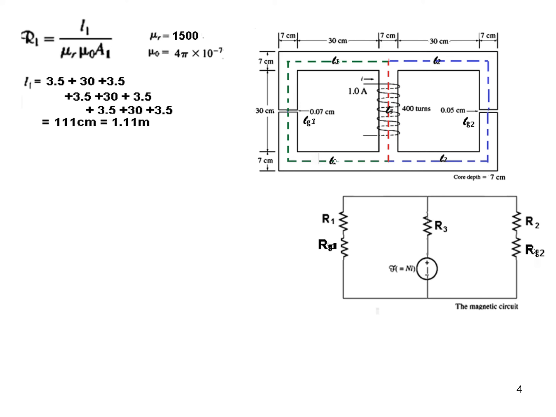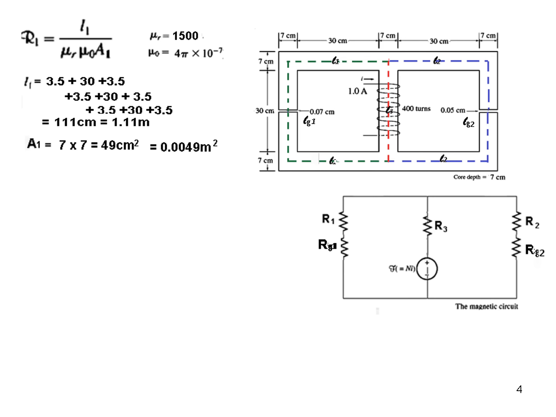Now L1 is starting from this point. You can see we are starting from half of 7, which is 3.5. Then we have 30, and then we have half of 7, 3.5. Similarly on this side and similarly on this side. Just copied for all the three. The total length is 111 centimeter. Converted into meter is 1.11 meter. All dimensions must be in meters.